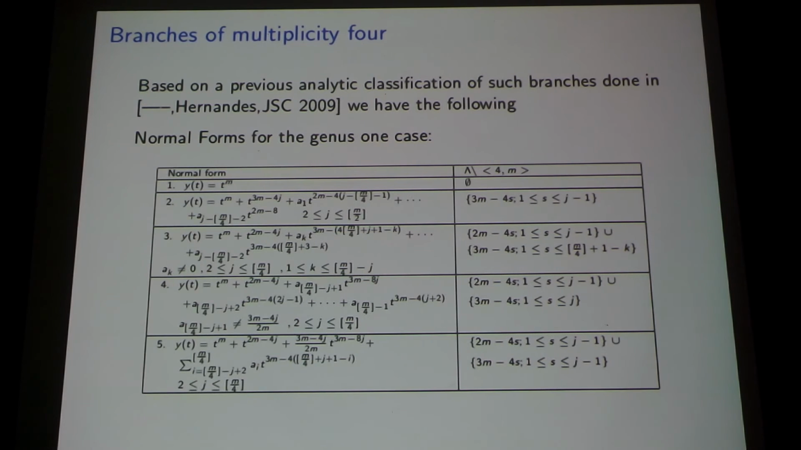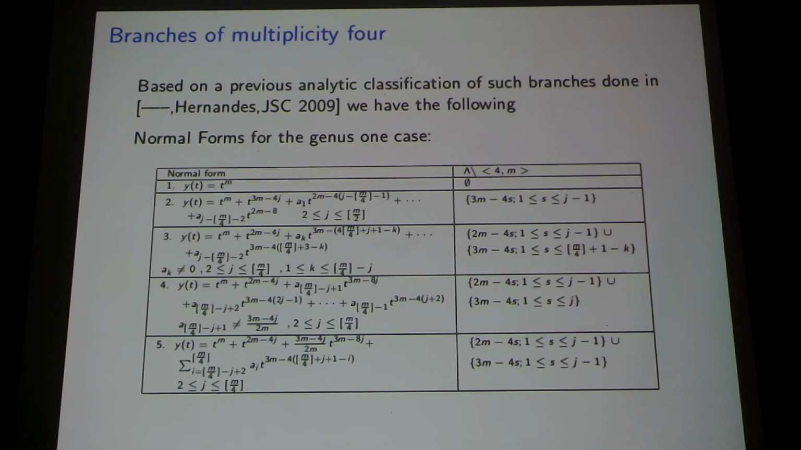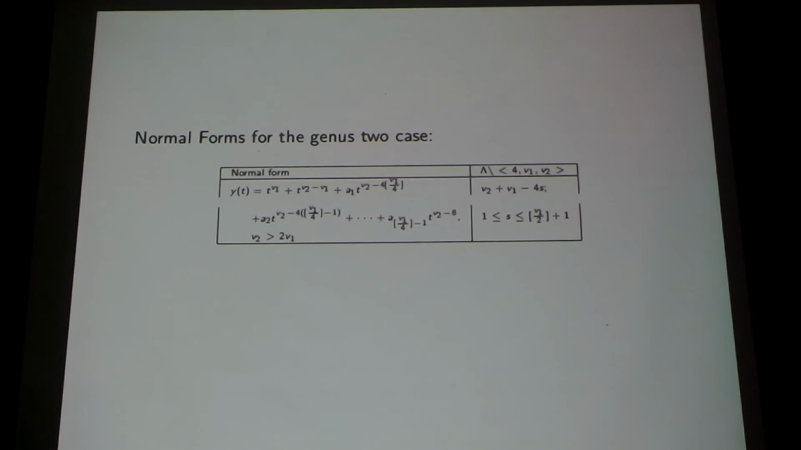So we have two cases. We have the case of multiplicity 4, genus 1, and these are the normal forms. This table is very condensed, so you have lots of cases. It contains all the information you need about an analytic type of curves up to multiplicity 4. In this case of multiplicity 4, you see you have 5 normal forms. And you have one normal form for multiplicity 4 and genus 2.